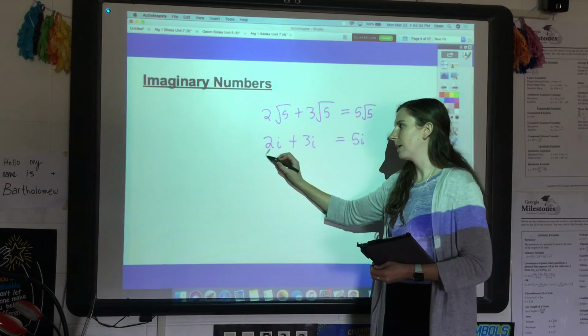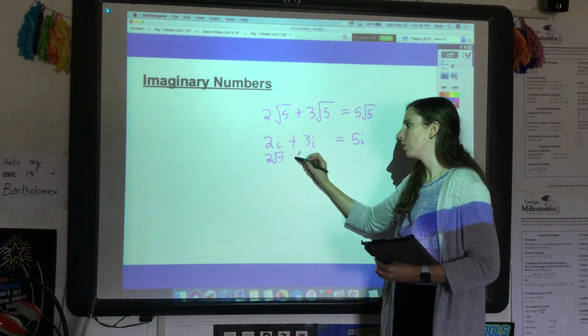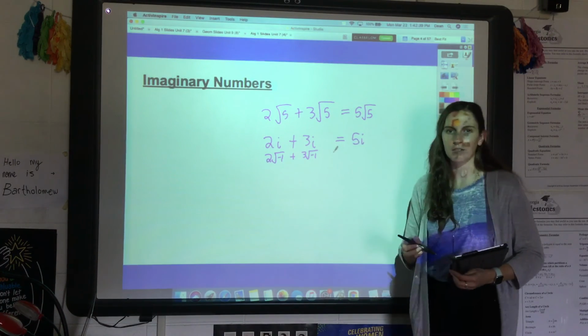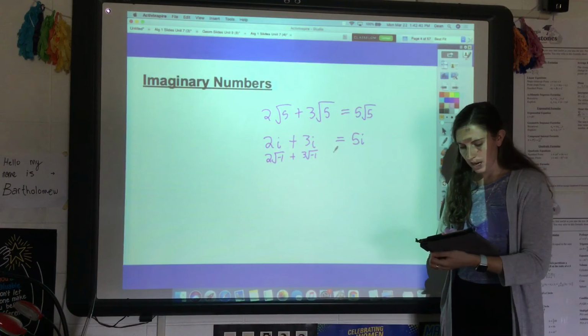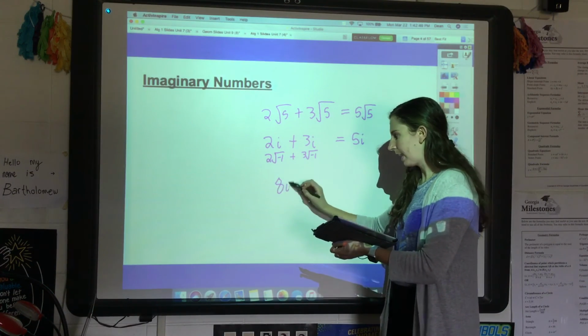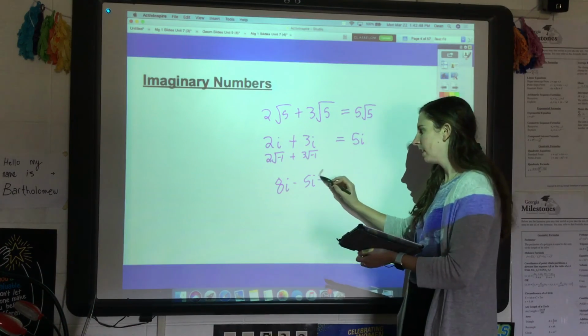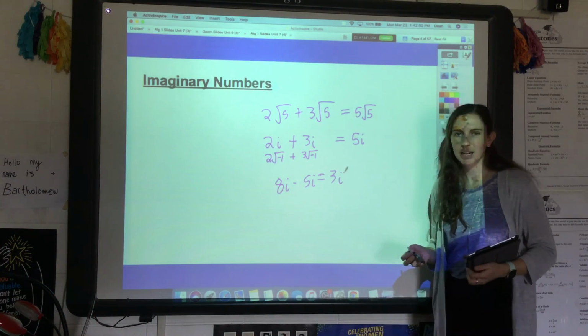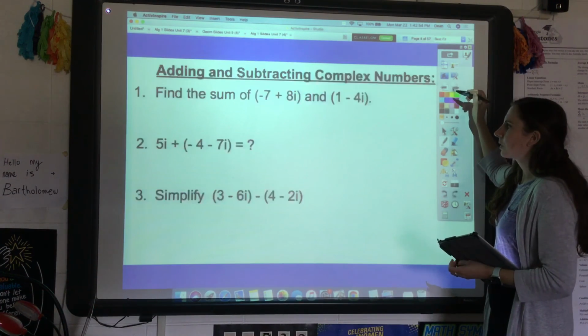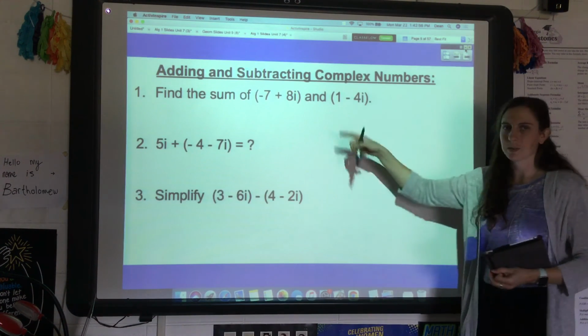Just to be clear, this is basically 2 times the square root of -1 plus 3 times the square root of -1 equals 5 times the square root of -1. You can do subtraction as well, so 8i minus 5i would be 3i. Again, just combining like terms with i's. So in the next video, we'll get to adding and subtracting and multiplying.